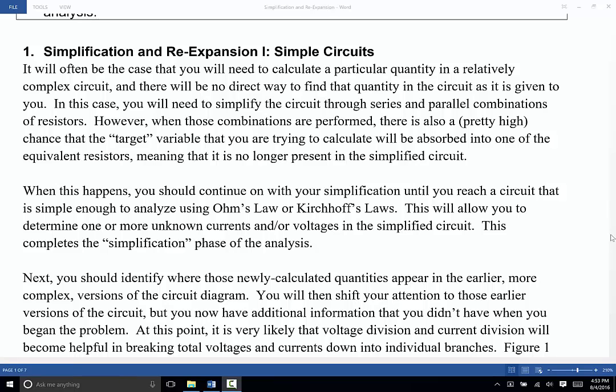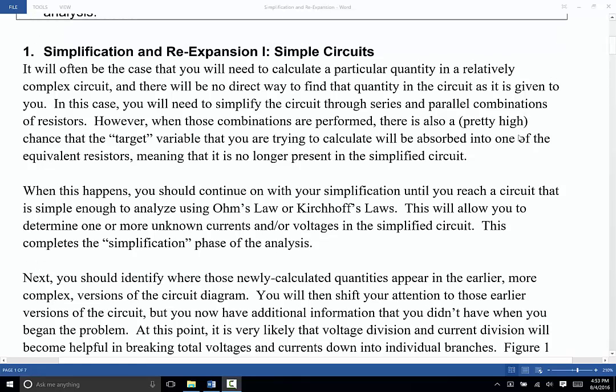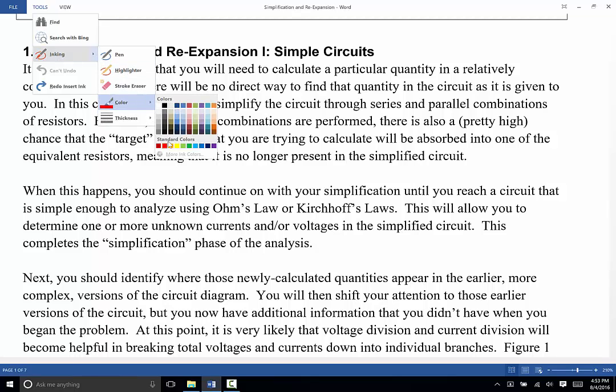Now, there's one thing that's going to come up in the problems that you're going to be facing from now on. And I wanted to give you a complete lesson on this thing because it's so important. I'm calling this simplification and reexpansion. Now I've got to say, this is probably not going to be a term that you're going to pick up in a circuits textbook. That's a term that I've kind of invented.